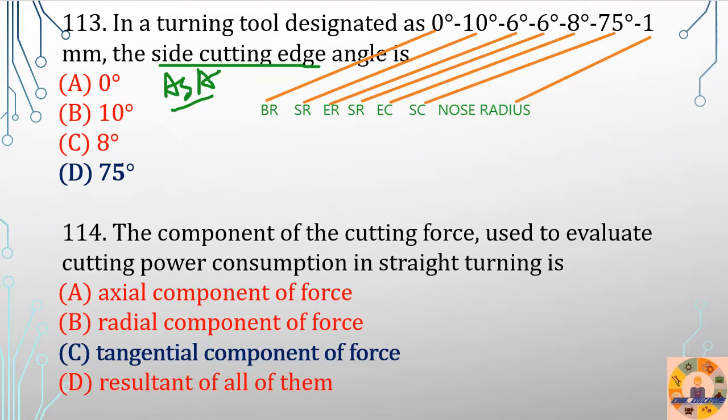Here 0 is back rake angle, 10 is side rake angle, 6 is end relief angle, and again 6 is side relief angle, 8 is end cutting edge angle, and 75 is side cutting edge angle, 1 is nose radius. So the correct answer will be 75, side cutting edge angle. So option number D.